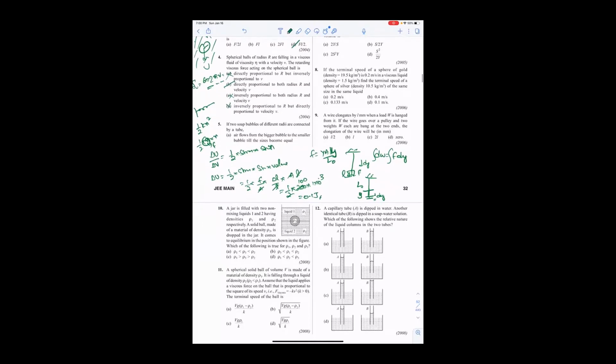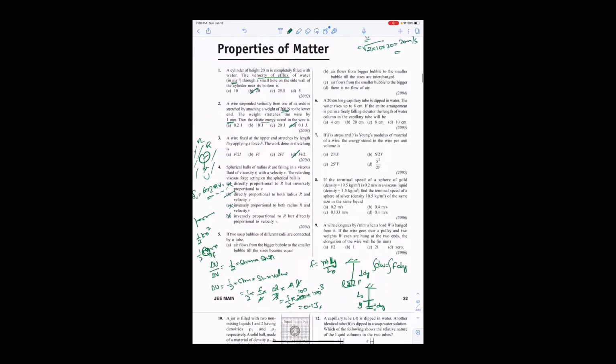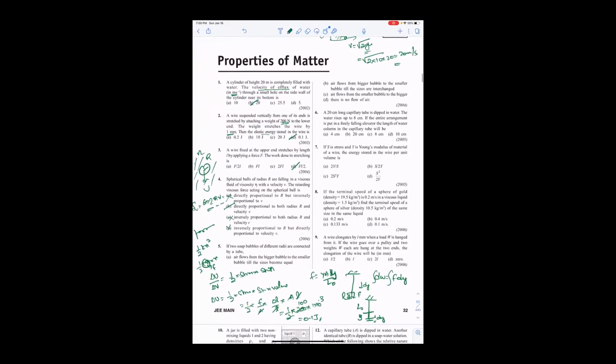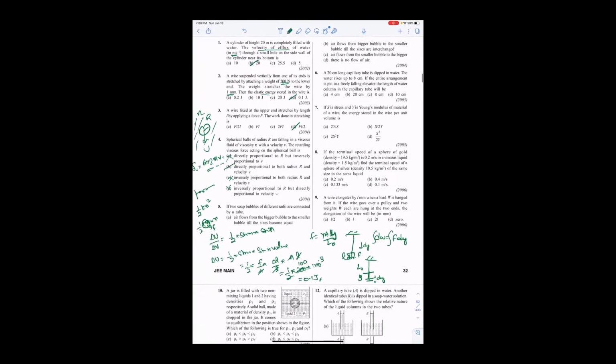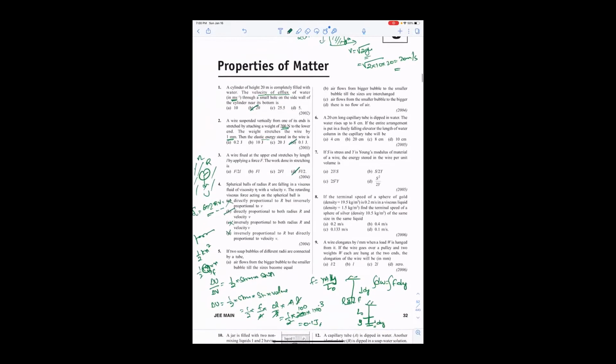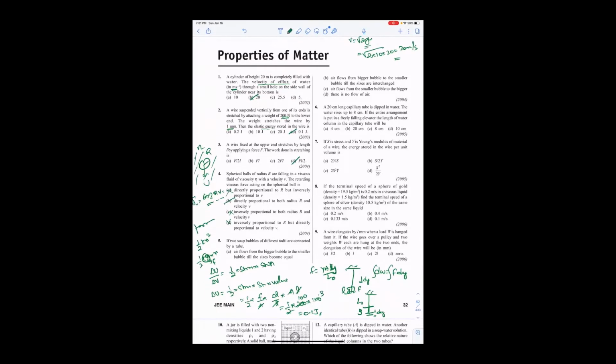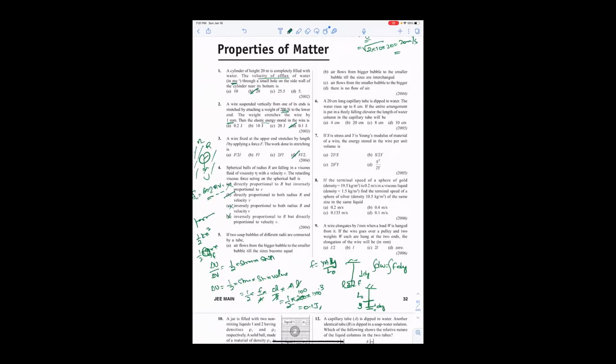Fifth one, if two soap bubbles of different radii are connected by a tube. This experiment I used to do, guys, in a class. I used to take this one tap, and on both sides I used to keep two balloons. You can give it a try at home. Two soap bubbles of different radii are connected by a tube. Air flows from bigger bubble to smaller bubble till the size becomes equal. Air flows from bigger bubble to smaller bubble till the sizes are interchanged. Air flows from the smaller bubble to the bigger. There is no flow of air.